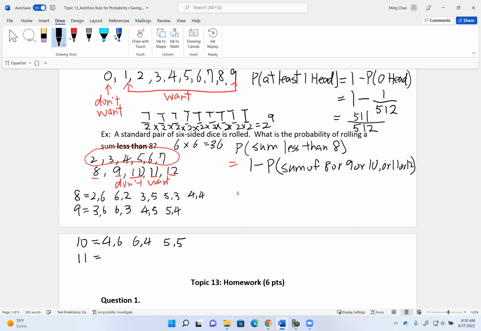11 has got to be 5 and 6, right? Rolling a 5, then roll a 6 on the second die. Or I can roll a 6 first, then a 5 on the second die. There's 2 ways. And sum of 12 is only 1 way, rolling a 6, then a 6.